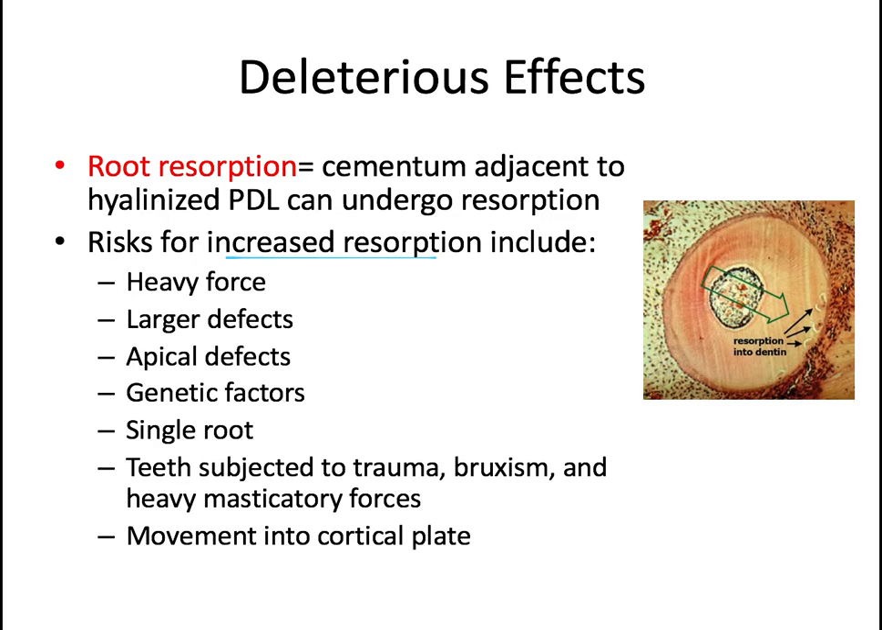If you have something like short root anomaly, a single root is more prone to root resorption as opposed to a multi-rooted tooth. Other risks are teeth subjected to trauma, bruxism, and heavy masticatory forces, and movement of the tooth into that dense cortical plate. Whenever we can stay in the medullary bone, that's better. If we're pushing a tooth up against dense cortical plate for a long period of time, that root will potentially experience a lot more root resorption. Mobility and longevity of a tooth that undergoes root resorption is not generally compromised as long as the marginal periodontium stays healthy.